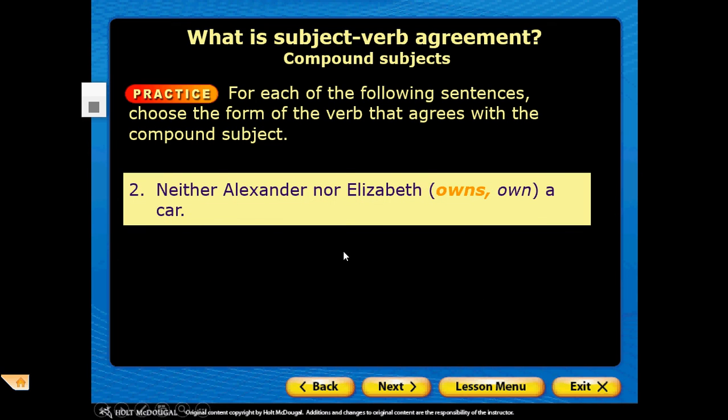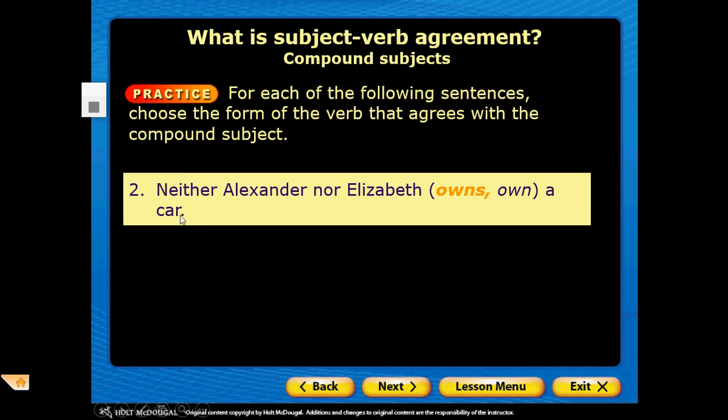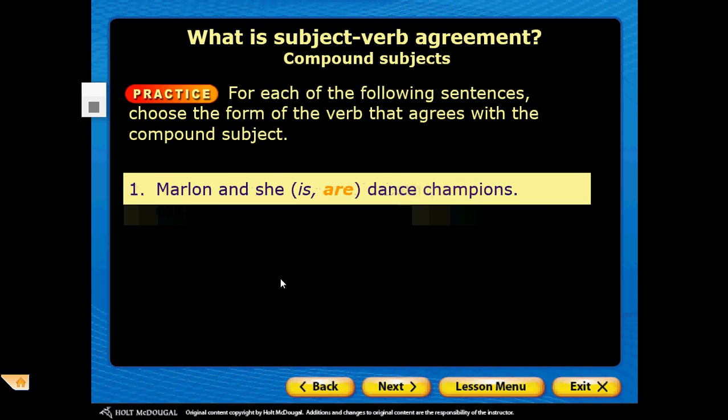It's easy. It's a piece of cake. Neither Alexander. Okay, so let's go to the next one. Sorry, guys, I didn't give you enough chance to have a look. Okay. Neither Alexander nor Elizabeth owns a car. Owns here comes with an S because it's a singular verb. All right, so let's move on to number 3.